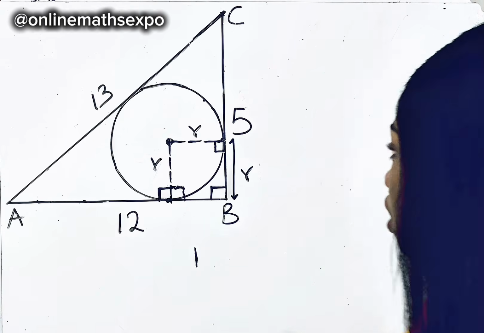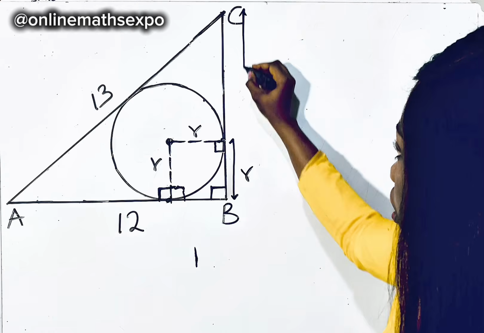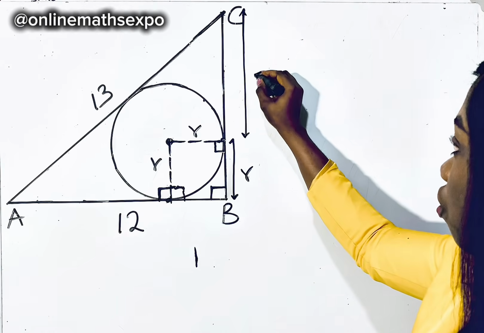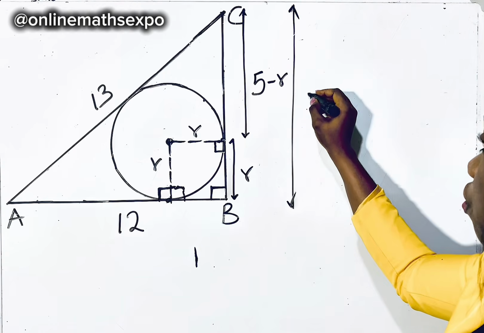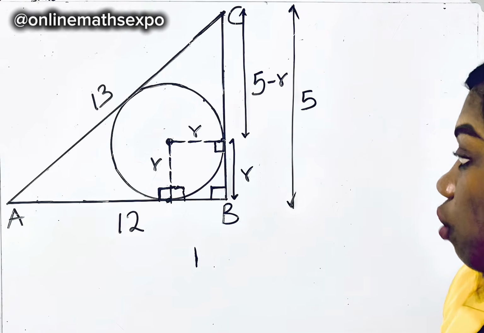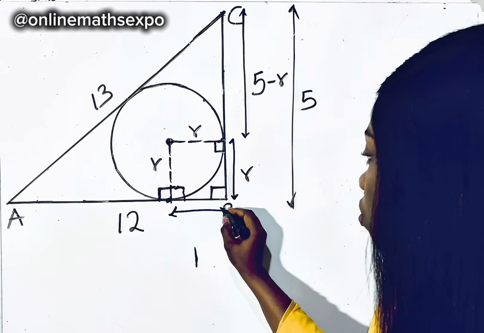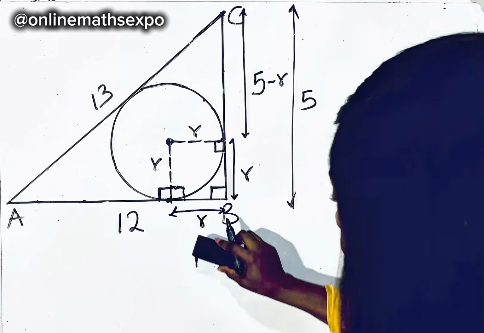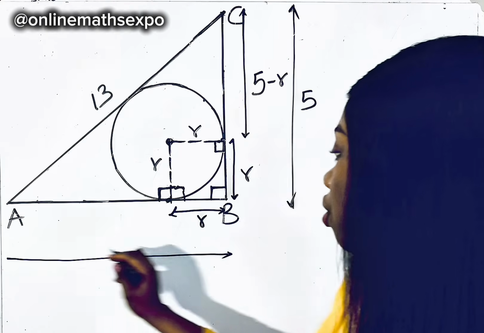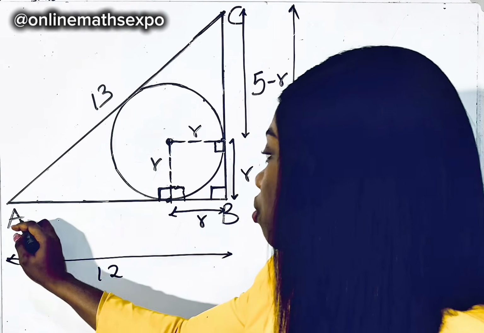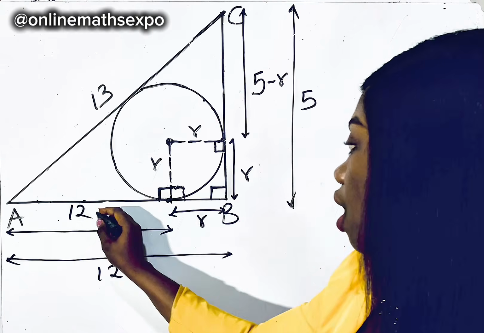We can adjust this length BC. So to do that, we can have it that this length from here down to this is going to be 5 minus R, so that when you add the whole length together, it gives you back 5 units. We can also adjust this length AB. From here to here is R, so this length will also be R. So let's adjust this way. The whole length, we know it is 12, so the remaining length will now be 12 minus R.